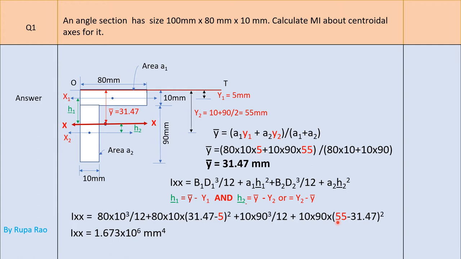Press the ENG button after you press equal to, so that you get the answer, and the answer is here: 1.673 into 10 raised to 6. Unit is mm raised to 4. This is how you calculate the moment of inertia about the horizontal centroidal axis IXX.